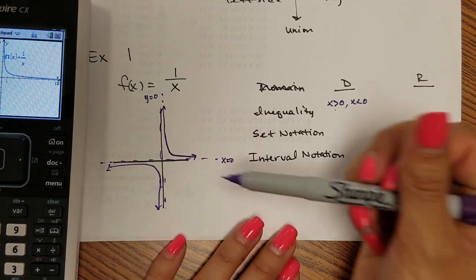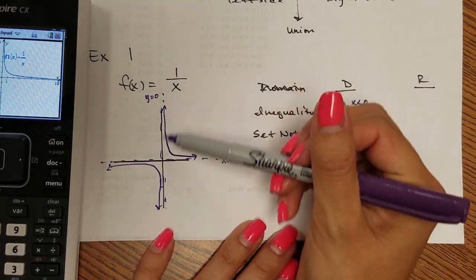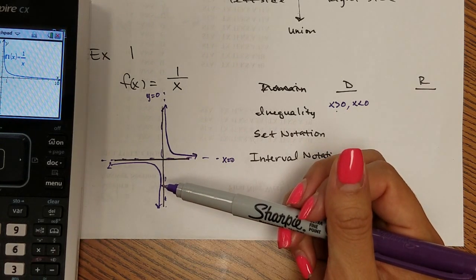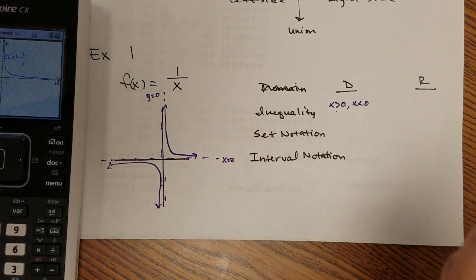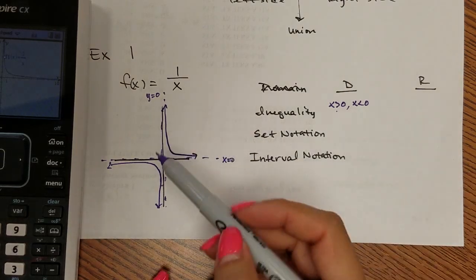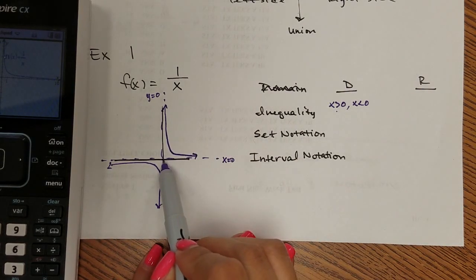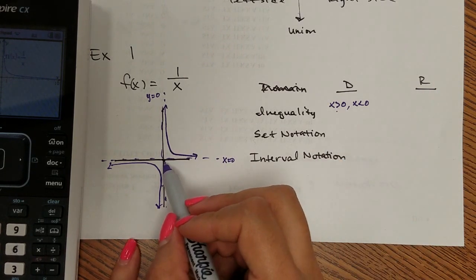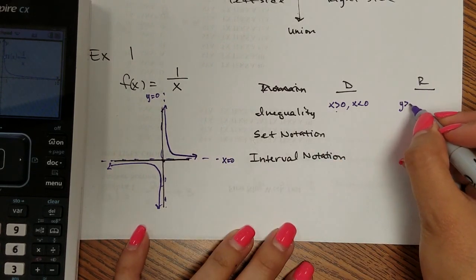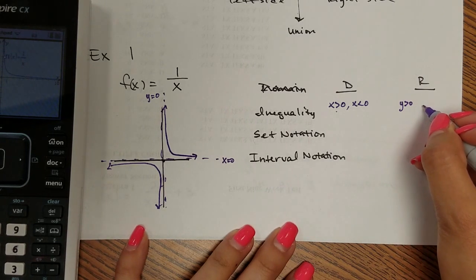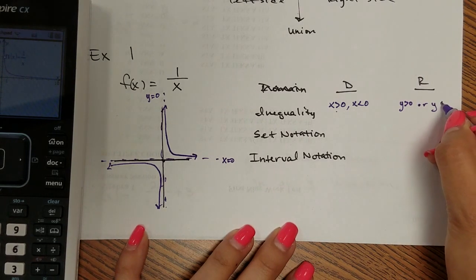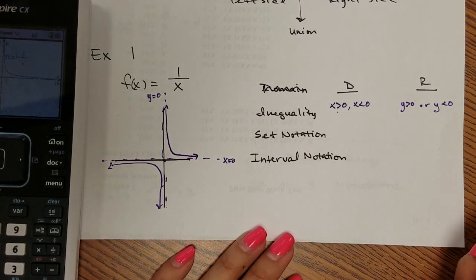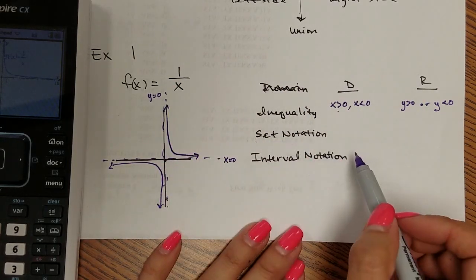The same thing for the range. The range goes up to infinity and down to negative infinity. Sorry guys, the only value that it cannot equal is where y equals 0, okay? So that's what we're going to write. We're going to write y is greater than 0 or y is less than 0, right? Because it can go down to negative infinity or up to positive infinity in the y direction.